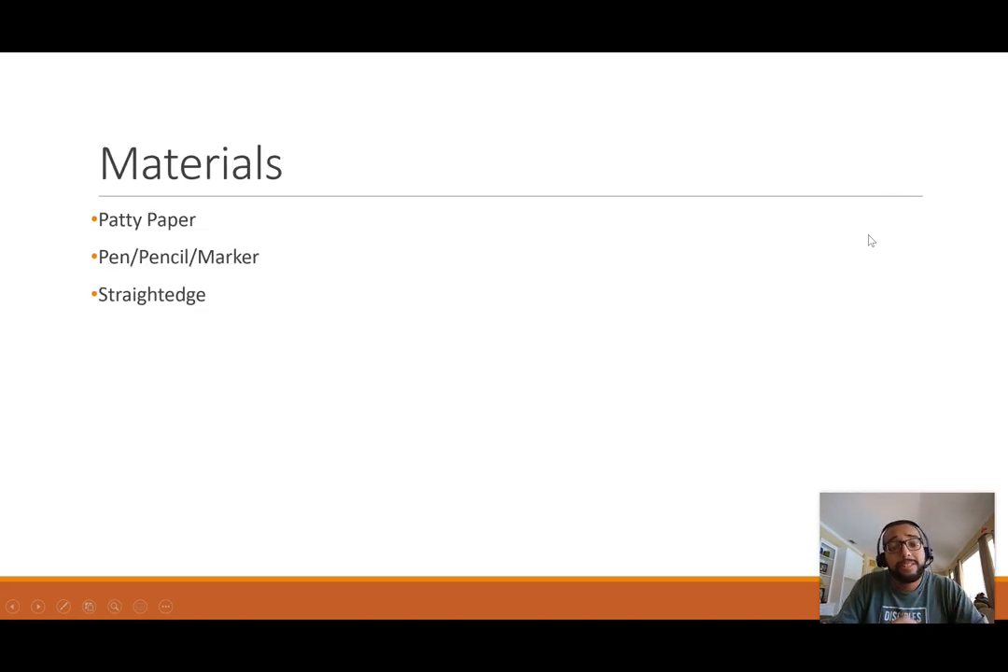So, for this lesson, you need the following materials: a piece of patty paper, and a pen, pencil, or marker, just some writing utensils. I'll be using some flare pens, and then some straight edge. That straight edge can be a ruler that I gave you, or really anything else in order to make a straight line. Doesn't really matter.